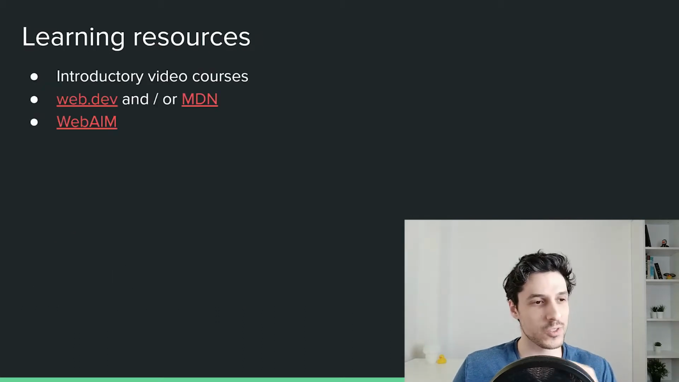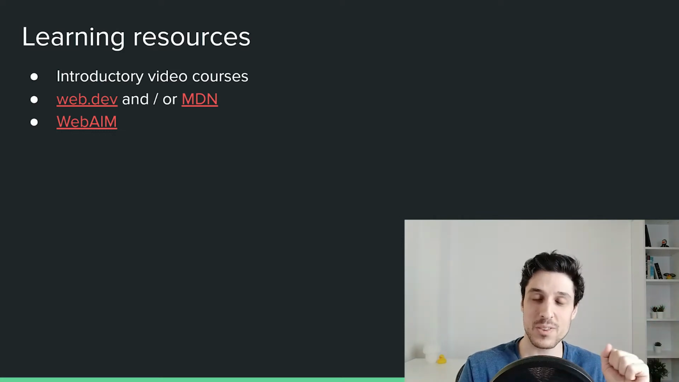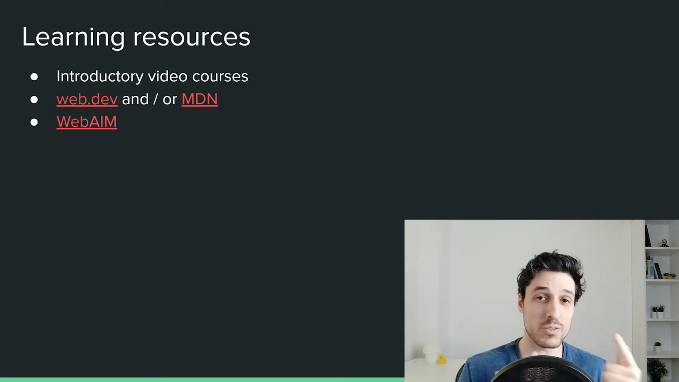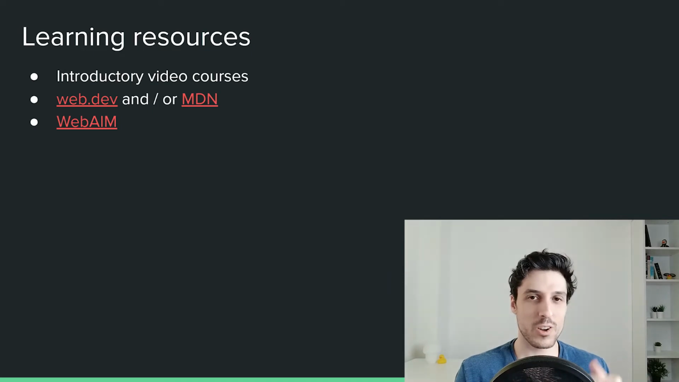Okay, so now with those out of the way, we come into some resources. And by the way, the things we talked about before, both semantic HTML and how to practice and test the accessibility of a website, these resources will help you with, because they come hand in hand. So these are the learning resources.